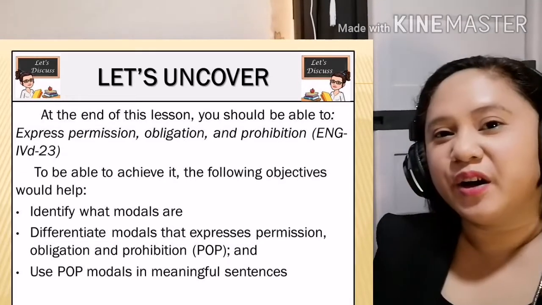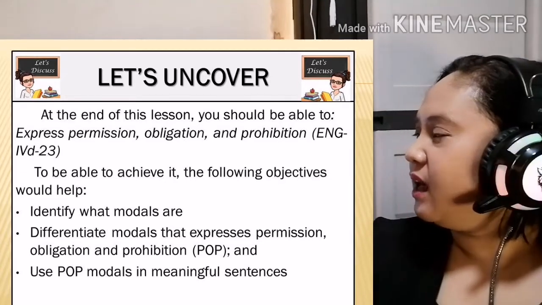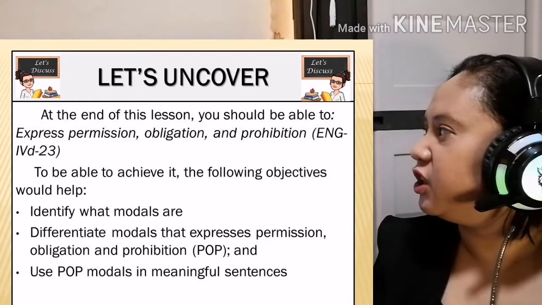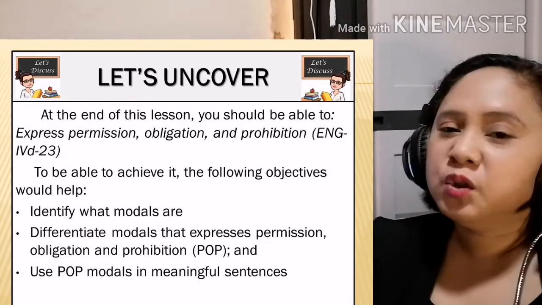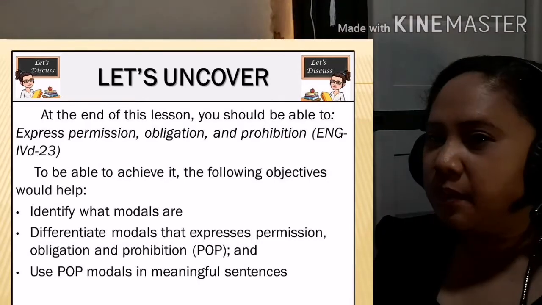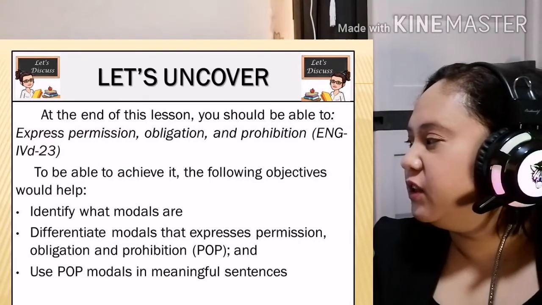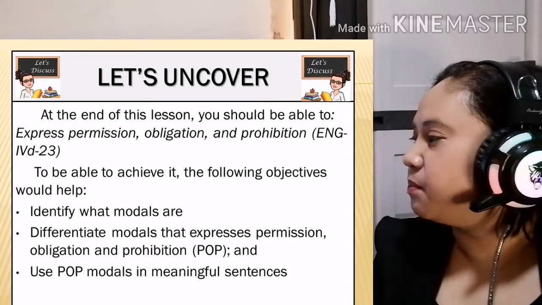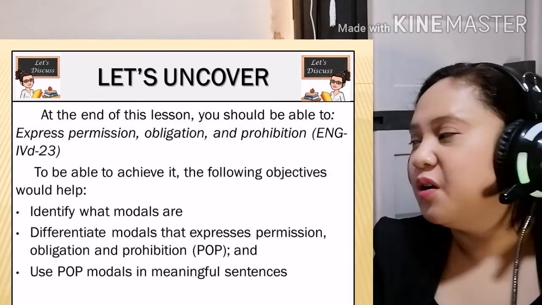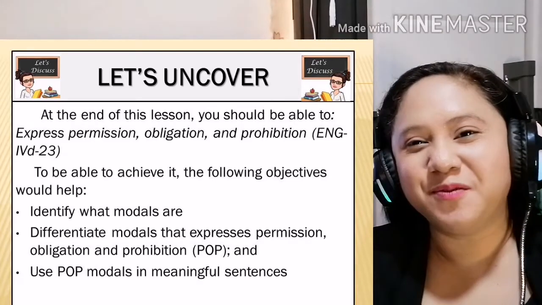Let's uncover the objectives that you need to learn for this lesson. At the end of this lesson, you should be able to express permission, obligation, and prohibition. To be able to achieve it, the following objectives would help. Identify what modals are. Differentiate modals that express permission, obligation, and prohibition, or POP, and use POP modals in meaningful sentences.